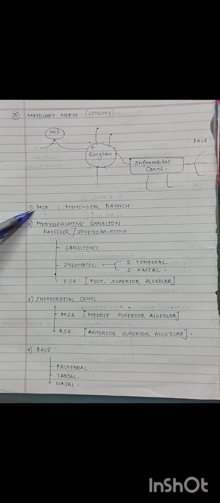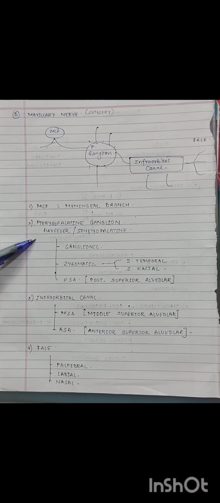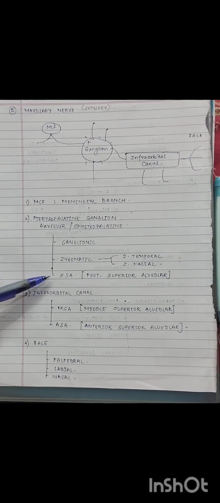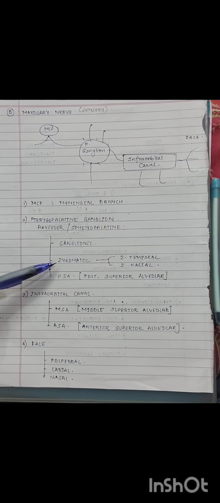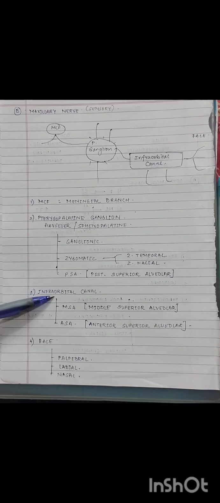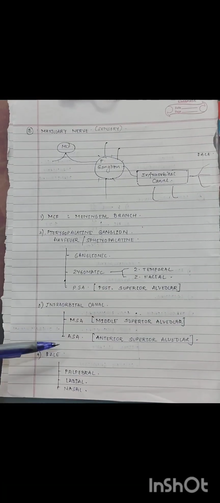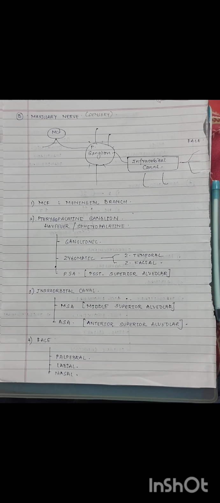From the MCF, meningeal branch. From the pterygopalatine ganglion, 3 branches: ganglionic, zygomatic, and PSA. Zygomatic has 2 subdivisions: temporal and facial. Infraorbital, 2 subdivisions: MSA, ASA, and face has 3: palpebral, labial, and nasal.